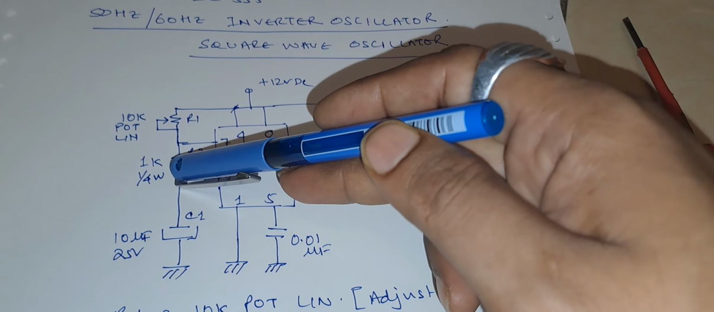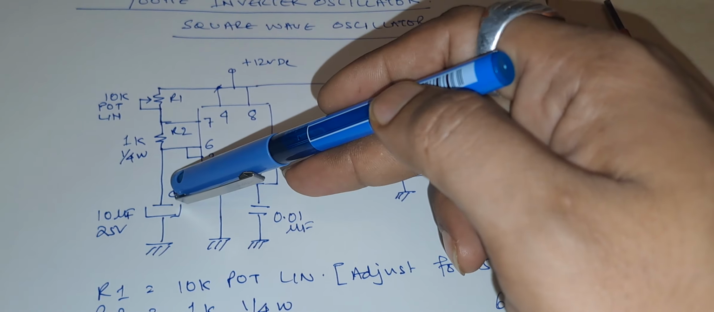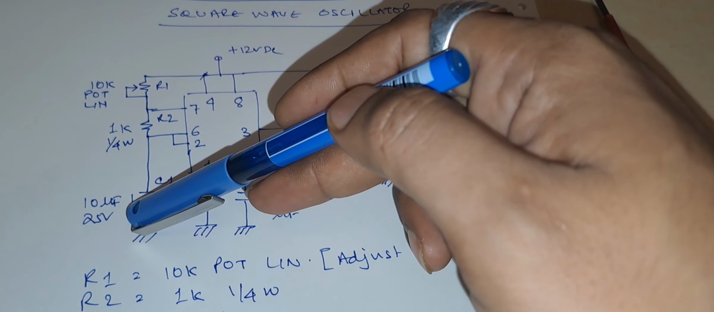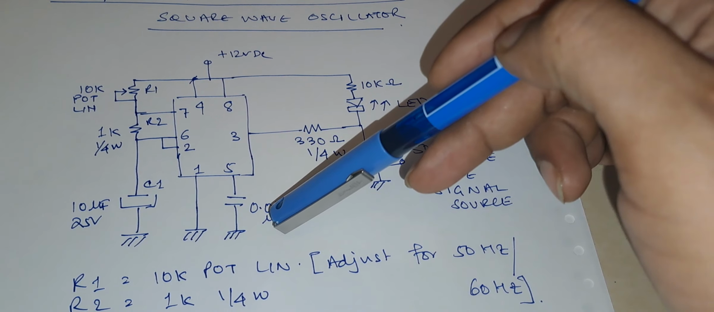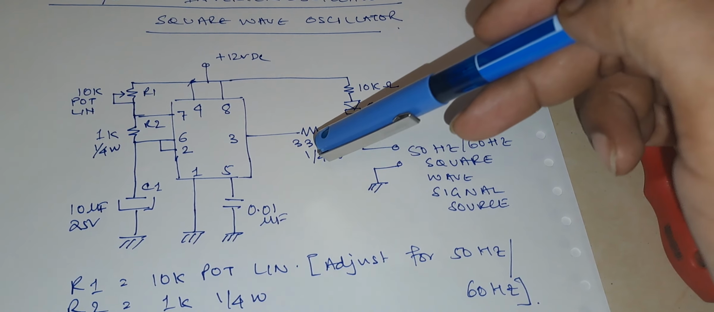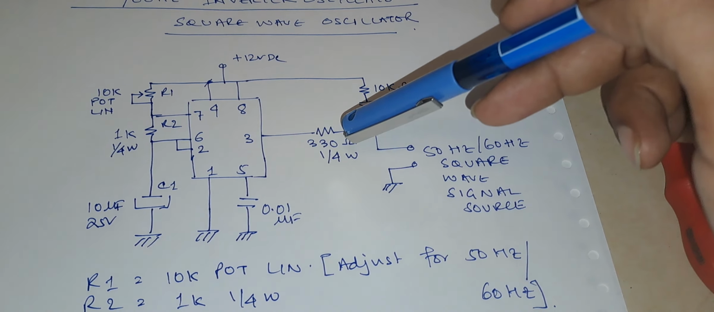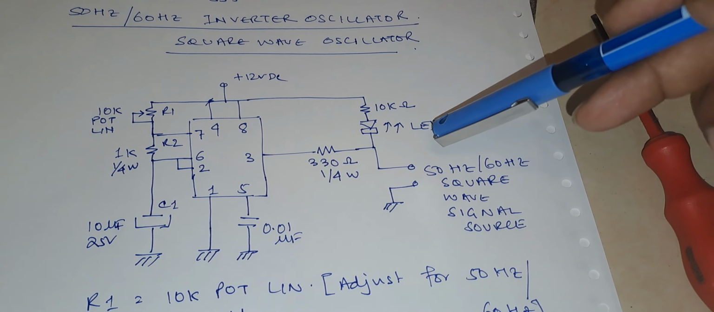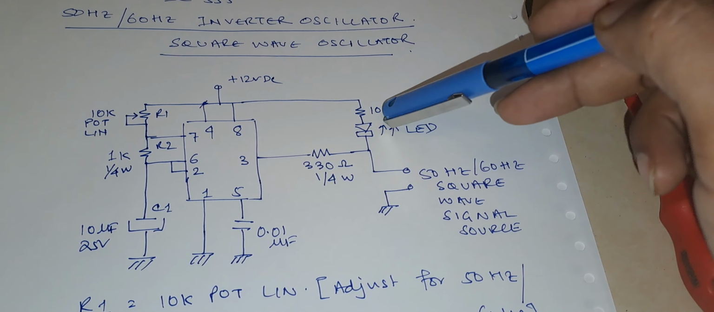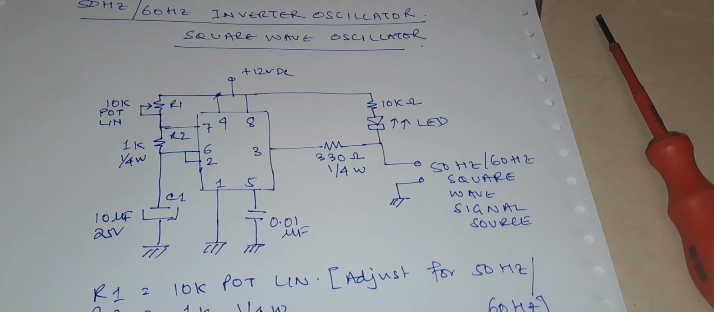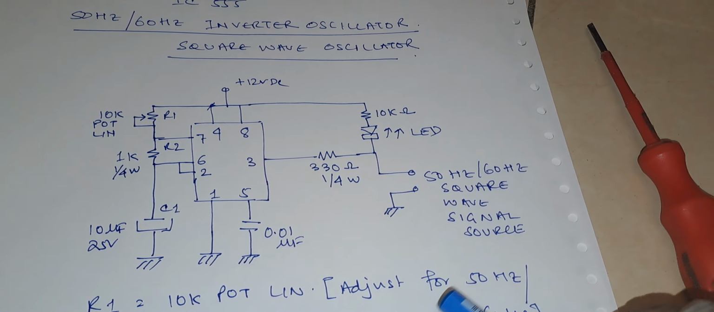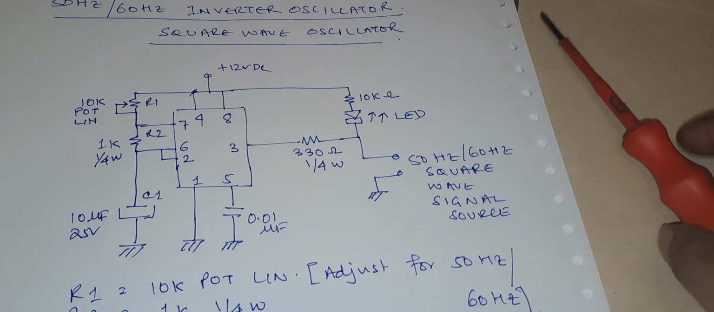The R2 is a 1K quarter watt resistor and C1 is a 10 microfarad 25 volt capacitor. And there is a 0.01 microfarad capacitor on pin number 5. There is a current limiting resistor of 330 ohms and there is a status confirmation LED to show there is output voltage present. Now I am going to adjust the frequency and show the behavior of the circuit.